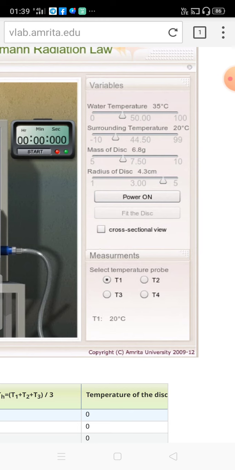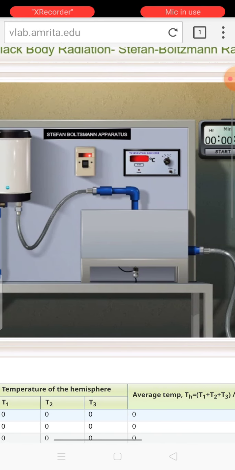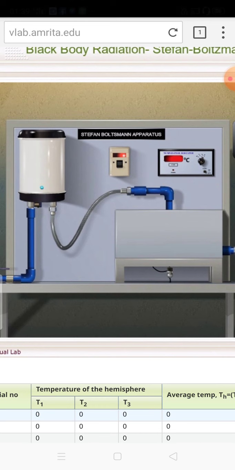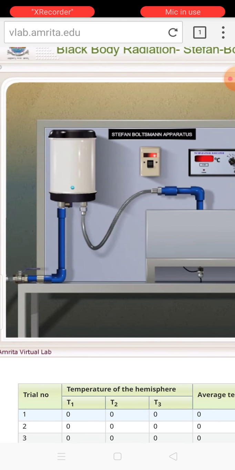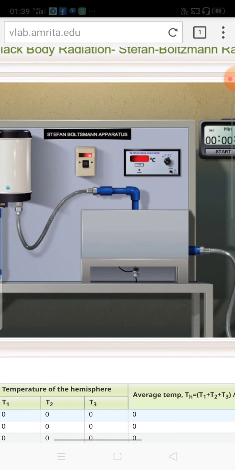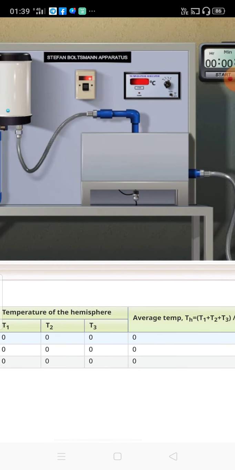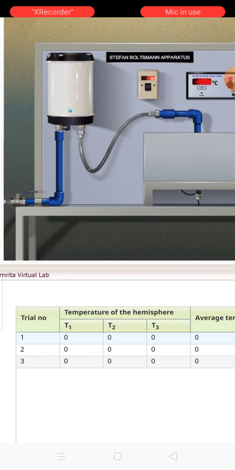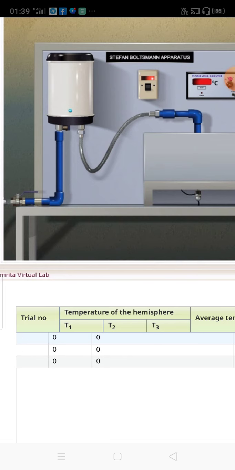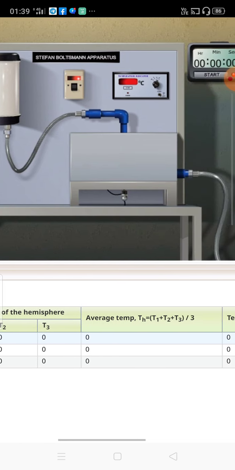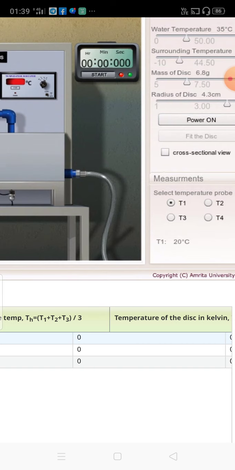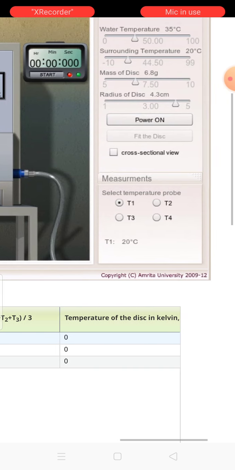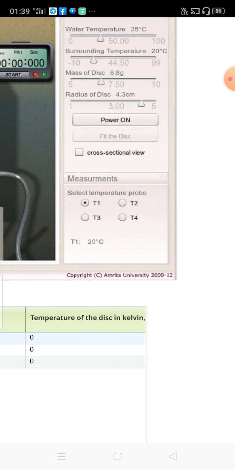Then I show you the setup. Here is the water tank, the Stefan-Boltzmann apparatus. This is the water connection. This is the table where you will be writing the values for T1, T2, T3, and then you have to write down the average TH, that is the sum of T1, T2, T3 divided by 3, and then I will write the temperature T4 of the disc in Kelvin.